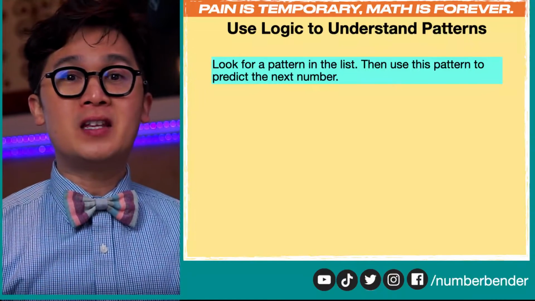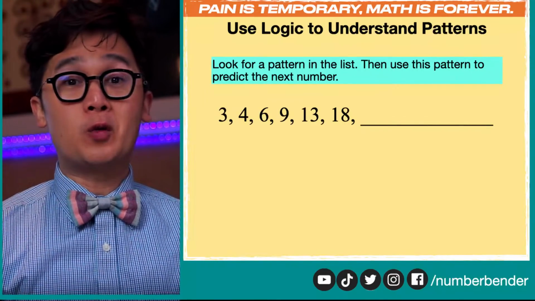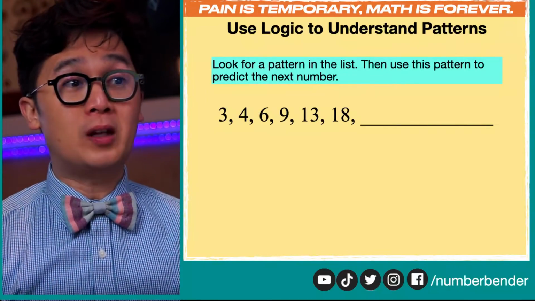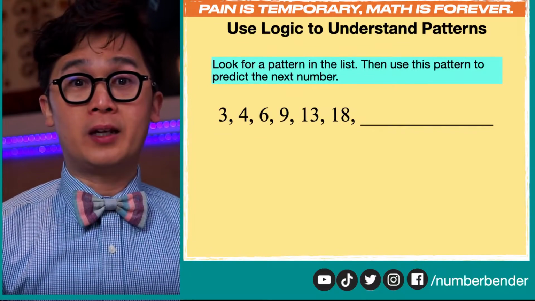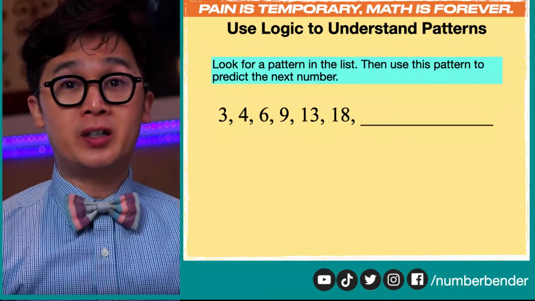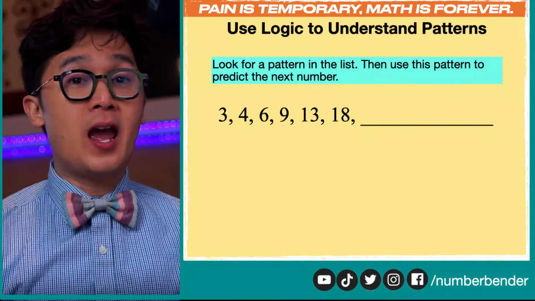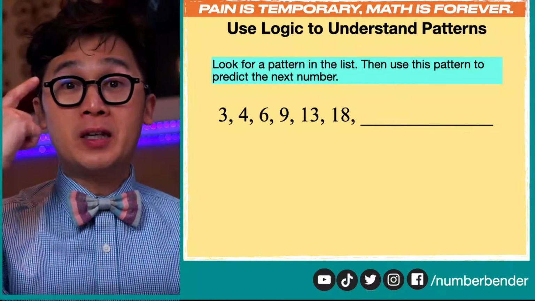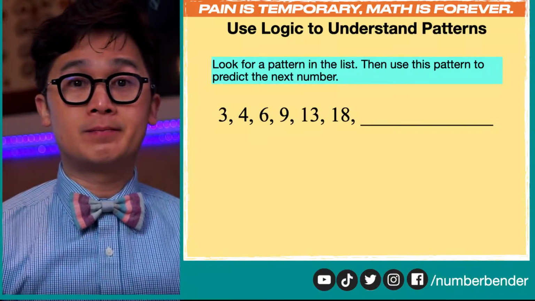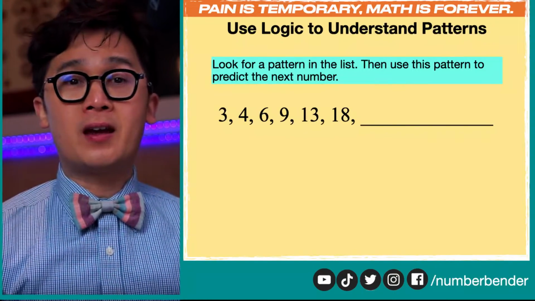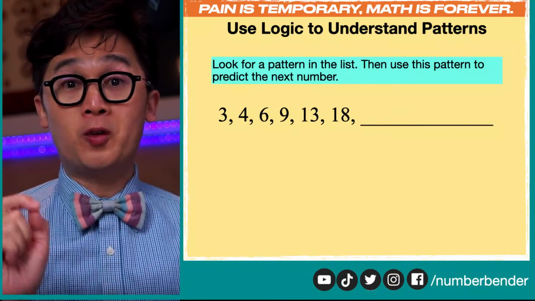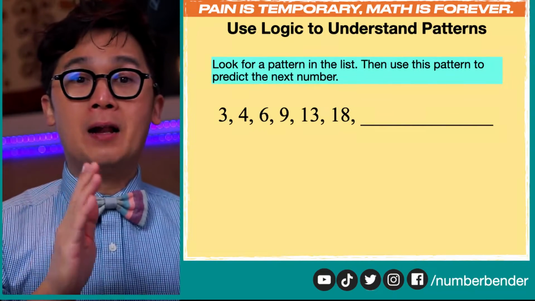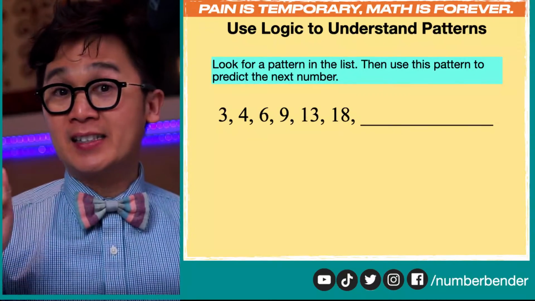So let's look at this pattern in the list, and the list that we're going to be working on for this example will be 3, 4, 6, 9, 13, and 18. And our goal is to predict the next number after 18. And to be able to do that, we're going to be using logic to be able to come up with a specific or unique numerical value and operation that will help us complete this sequence of numbers.